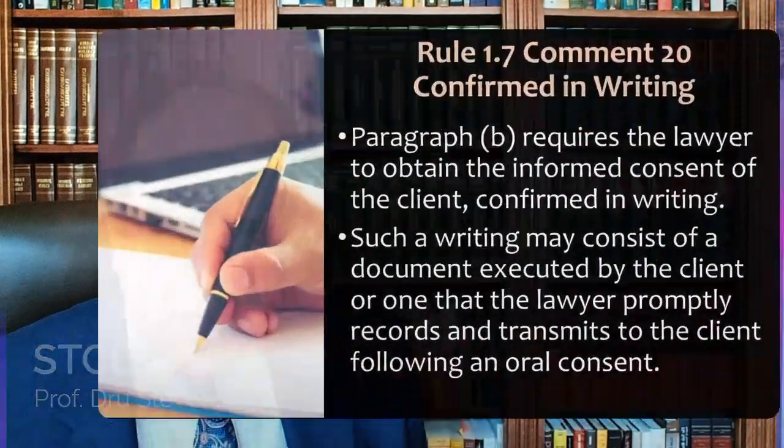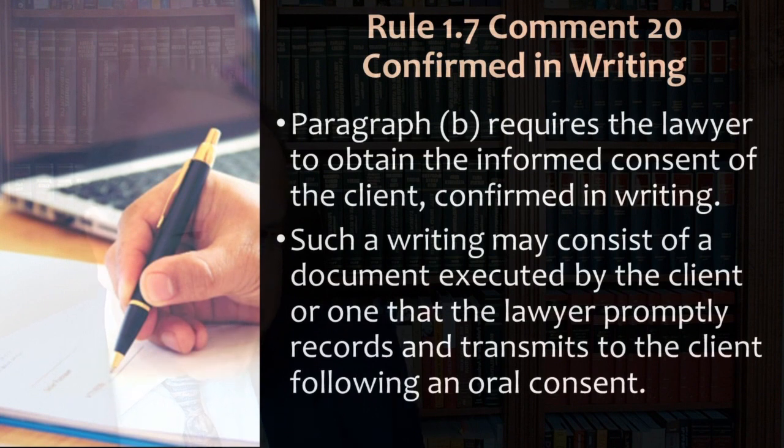So paragraph B requires the lawyer to obtain the informed consent of the client, actually every affected client, for that conflict, confirmed in writing. Now, this can take a couple of different forms. This may consist of a document executed, normally that means signed, by the client, or one that the lawyer promptly records and transmits to the client following an oral consent.